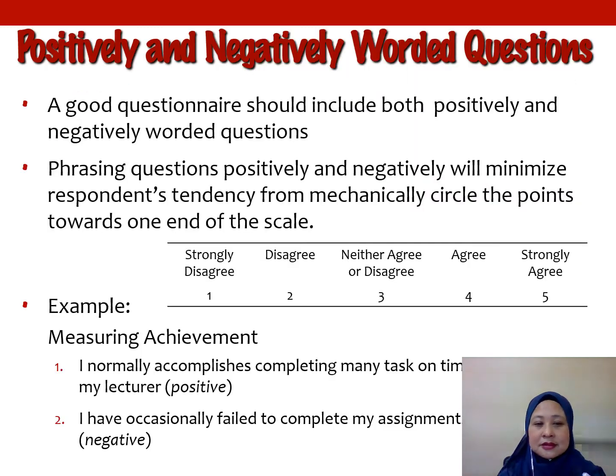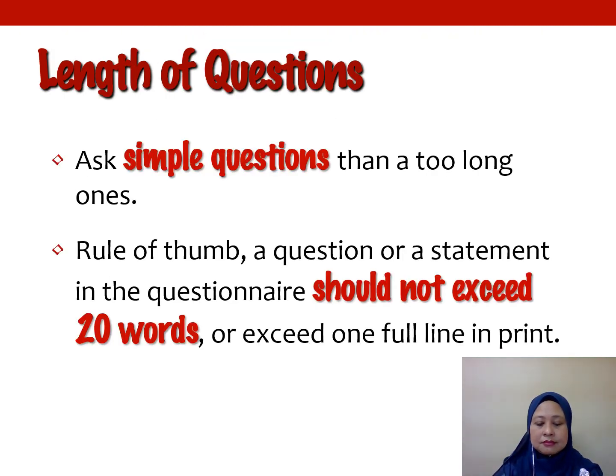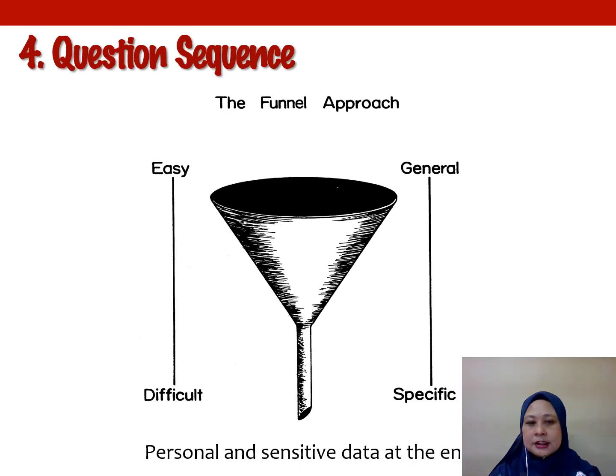Label. These are the labels: strongly disagree, disagree, neutral, agree, strongly agree. This is a five-point scale. As a simple rule of thumb, your statement should not exceed 20 words or exceed one full line in print. That's the best one. Okay?